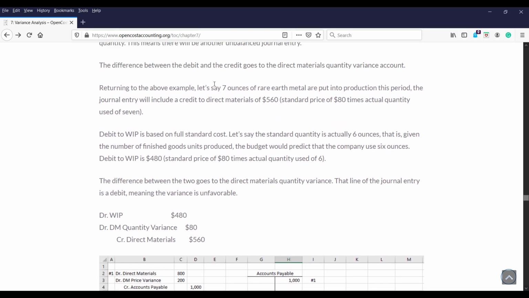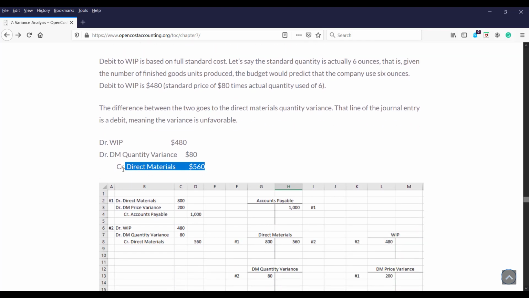And so, let's say in this example the actual quantity used is 7 ounces of rare earth metal, and we're still at standard, so we're going to multiply 7 times 80. The standard price from last example was $80, and we get $560 as the credit to direct materials, the inventory account there for raw materials.